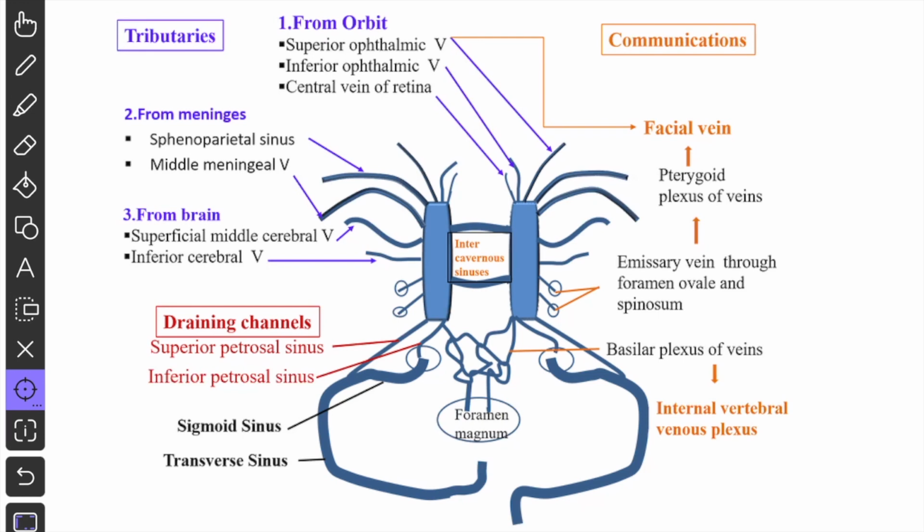Then it communicates with the opposite side cavernous sinus through the anterior and the posterior intercavernous sinus. Then it communicates with the superior sagittal sinus through the superficial middle cerebral vein and the superior anastomotic vein of Trolard.